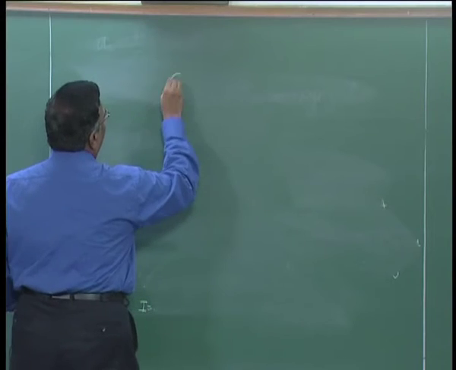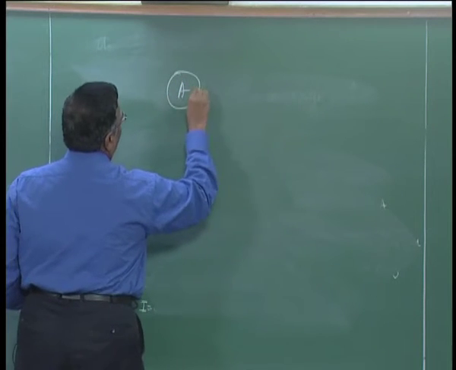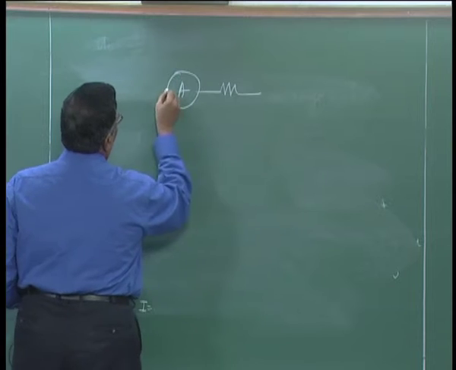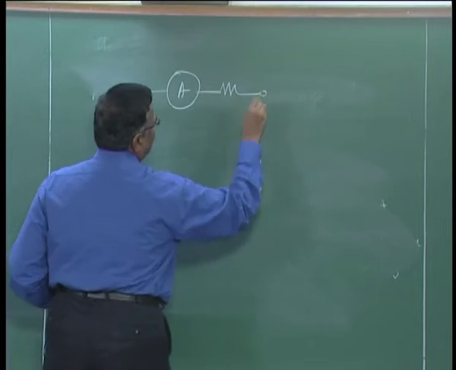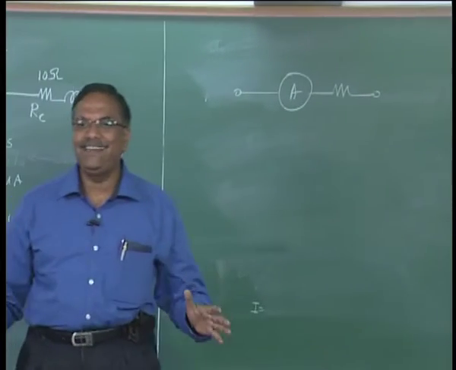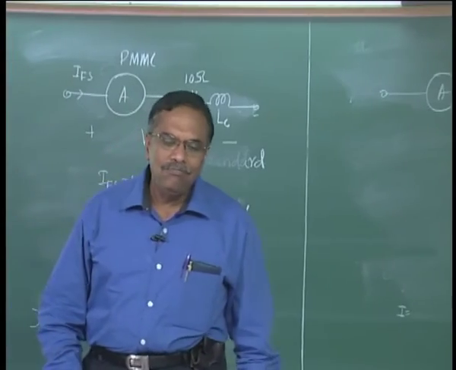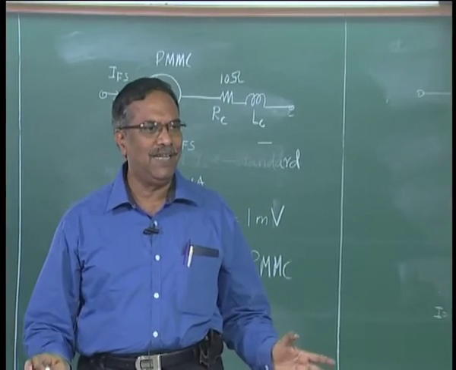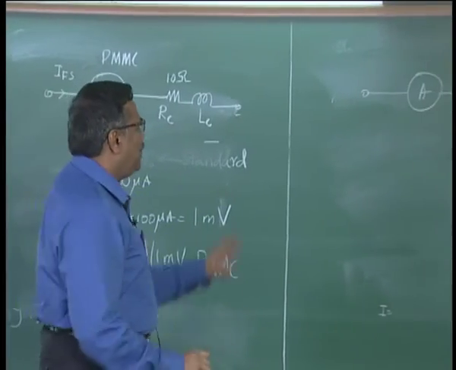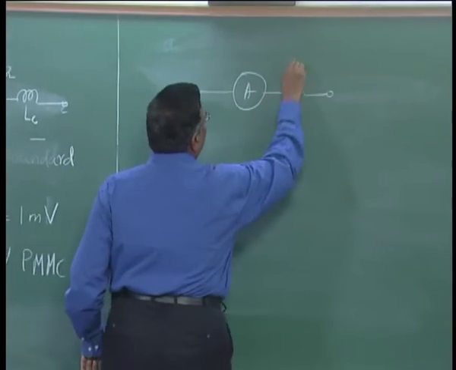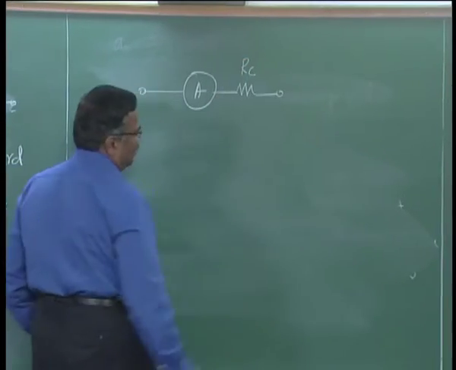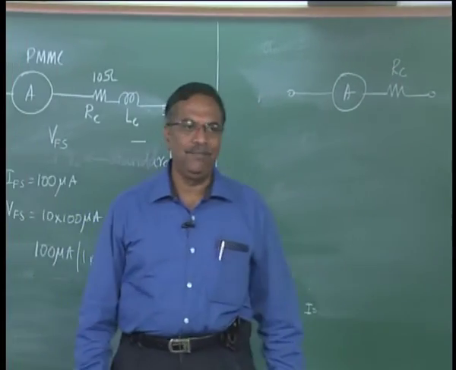So now I am omitting the inductance, we are talking about only DC currents, right. Inductance does not come into the picture when I use DC, okay. So I have the coil resistance of the basic ammeter.